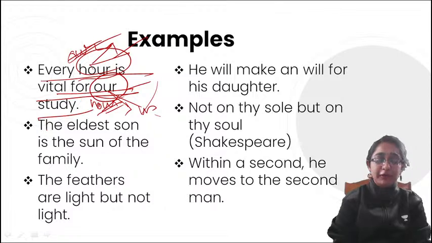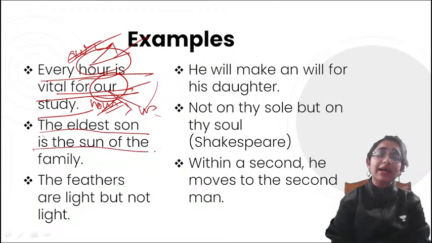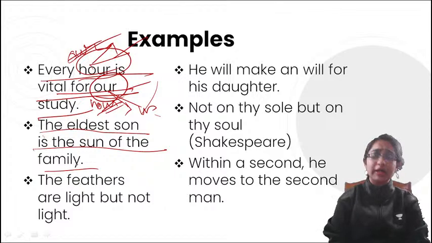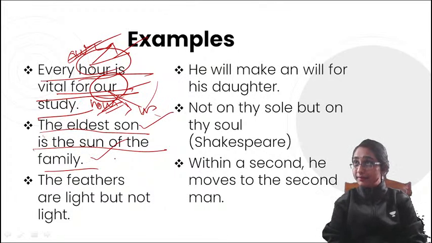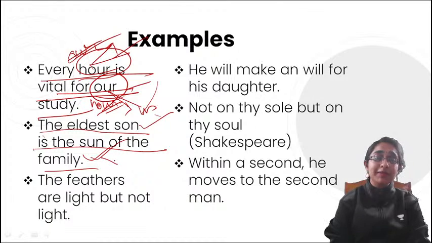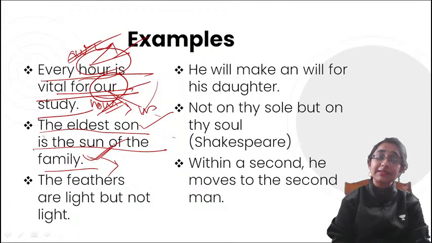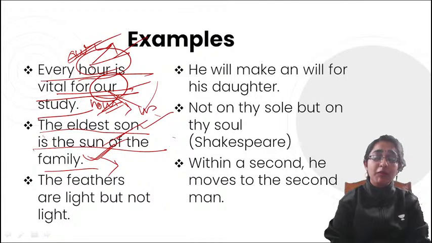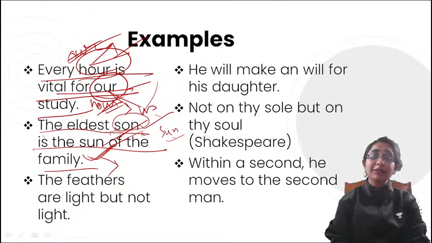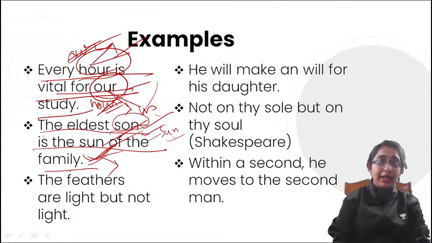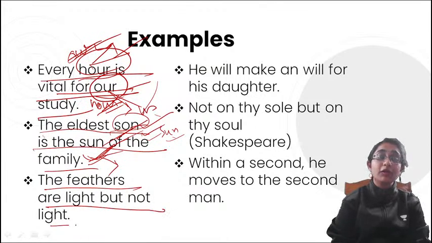Now, the next important example: the eldest son is the son of the family. Almost same pronunciation, son. Now, the sun of the family means the most important member, the most shining member of the family. The eldest son is the sun of the family, but both the words are pronounced the same. This is pun.